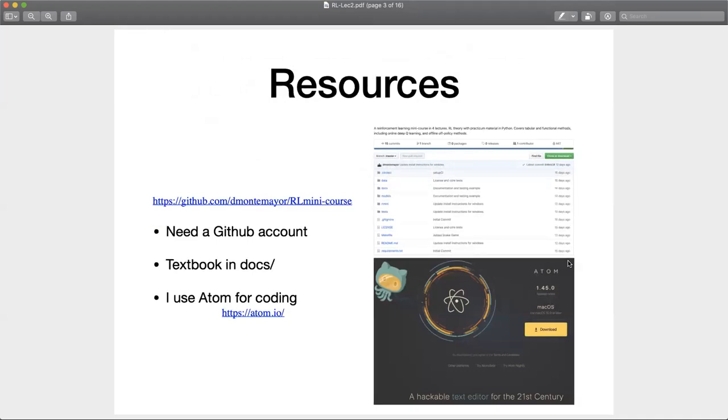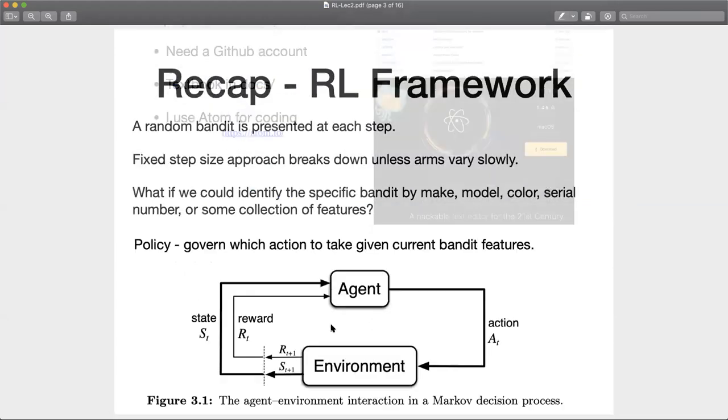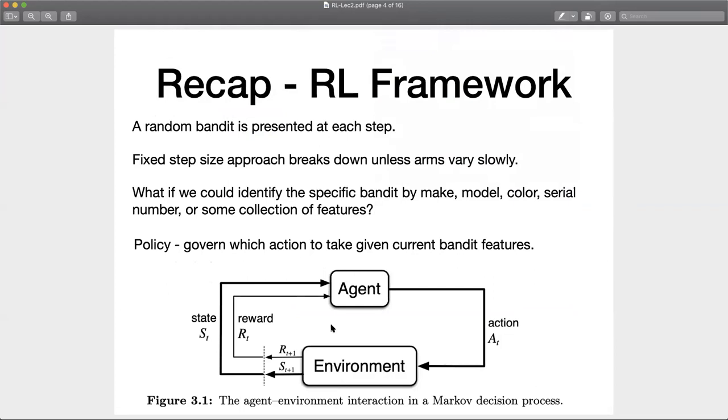Okay, so just a little recap again. Here's a link to the GitHub. You can find a textbook in the docs section. Today will go all the way up to about chapter 4, getting into chapter 5, basically all of the dynamic programming section. So from the beginning up to there is where we are. Okay, so I'll just recap.